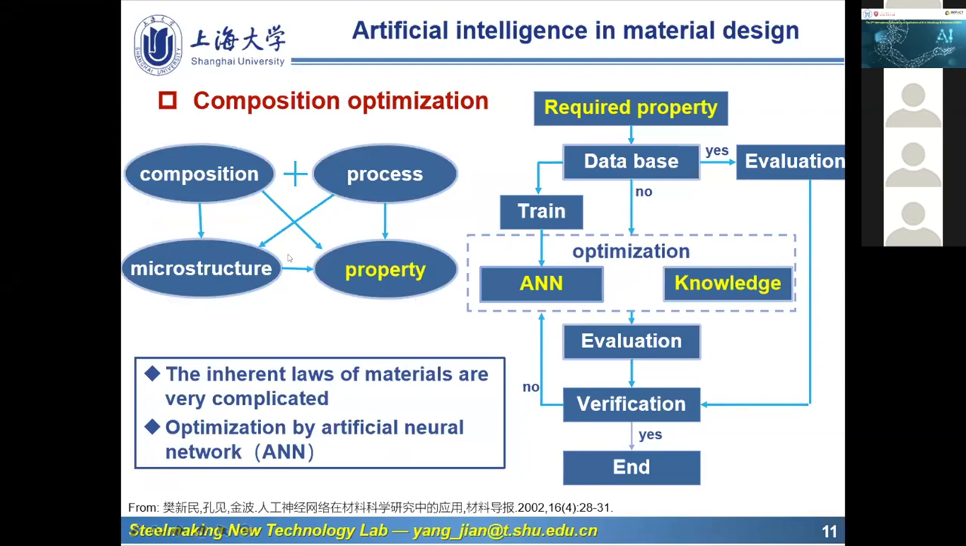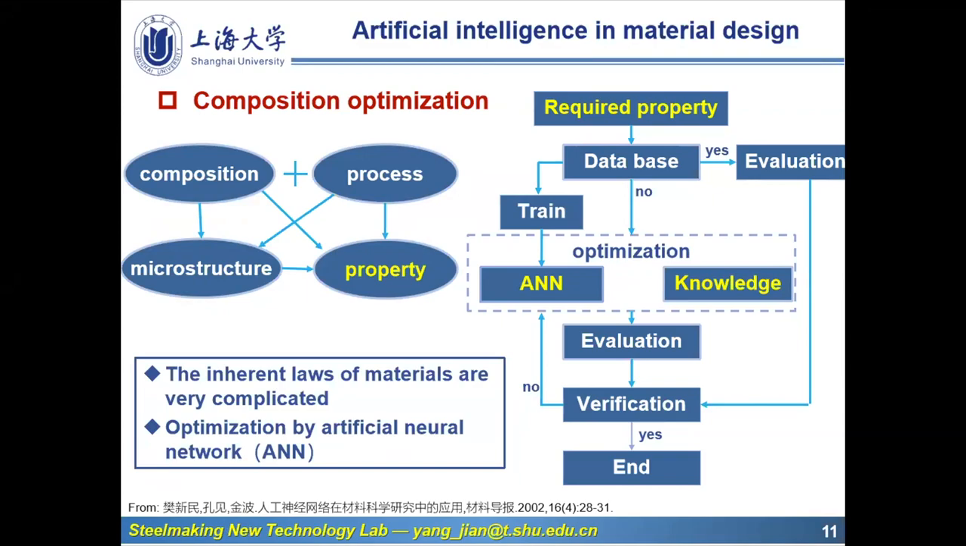by the microstructure. And the microstructure is also determined by the compositions and the process of the matters. So the inherent laws of the materials are very complicated. And so this process should be optimized by the artificial neural network.